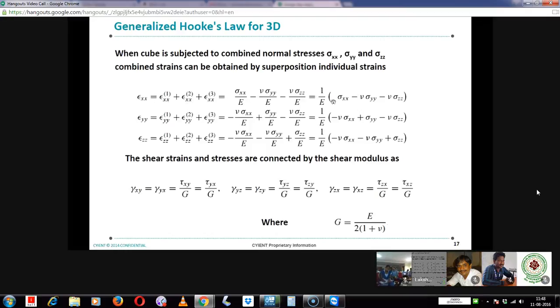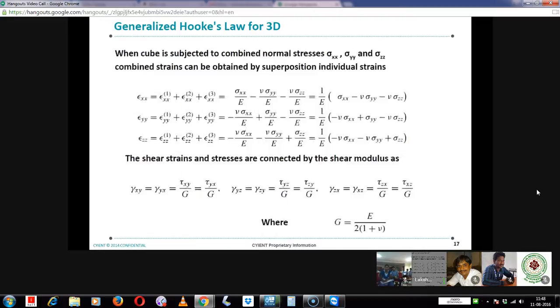Then when it is put together, it looks like this. Similarly, for yy it also looks like this, and for z we can also combine like this. Okay, and the shear strains and stresses are connected by the shear modulus, and they can be represented like this. So gamma xy is a strain, and tau is given by the shear stresses.